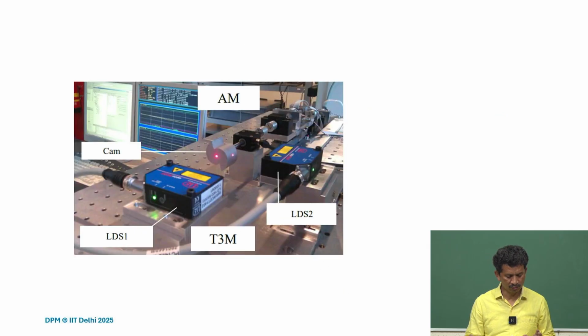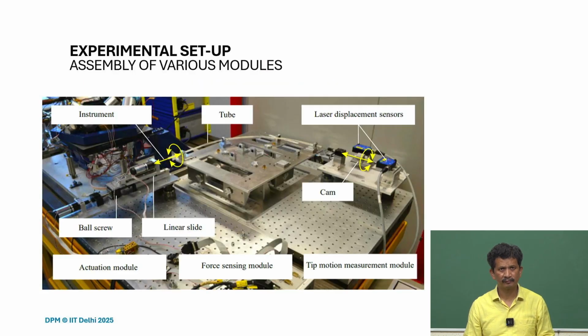So this is how it looks. If you look at the tip, the instrument is connected here, and then you have the cam here, and two laser displacement sensors, and on the other side, so we can take all the measurements. And this is the entire setup we have.